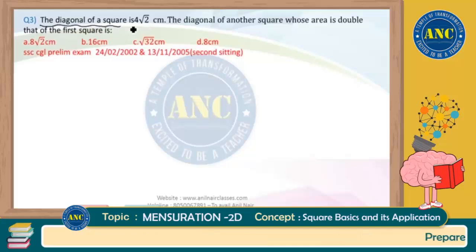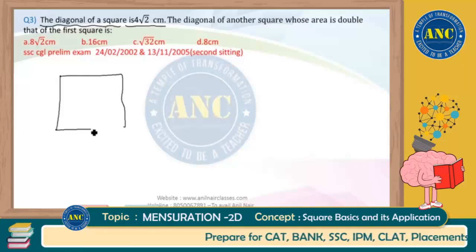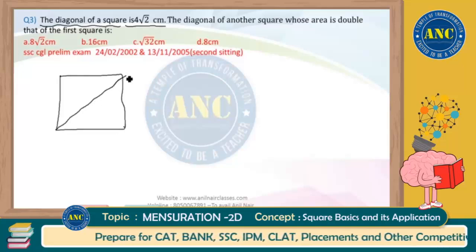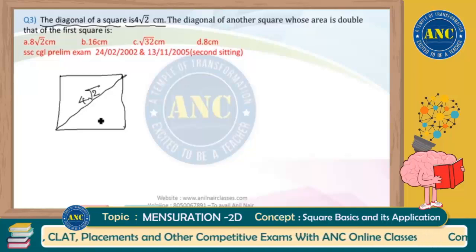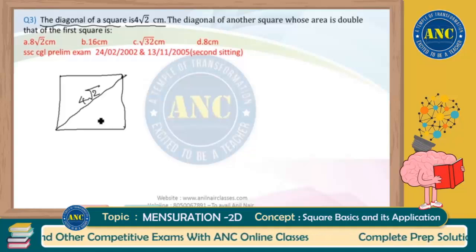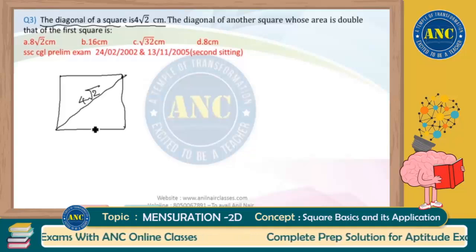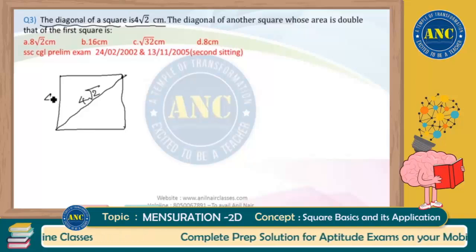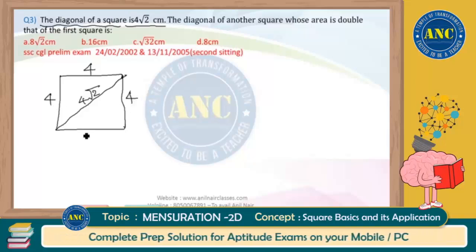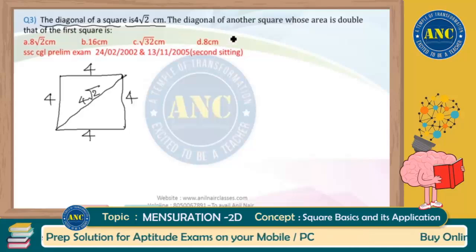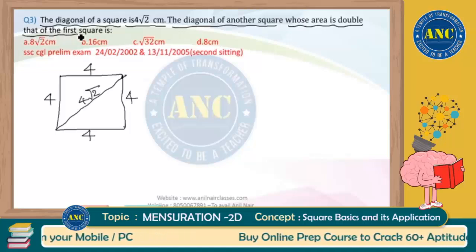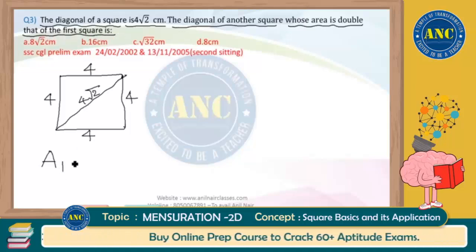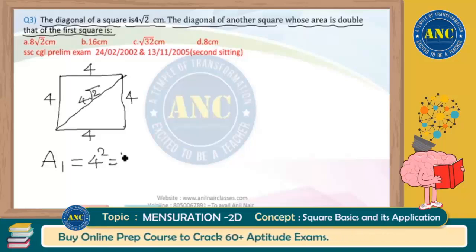The diagonal of a square is 4 root 2 centimeter. Now, let me draw that square. The diagonal of this square is given as 4 root 2 centimeter. Now I know already that if the side of a square is a, then the diagonal is a root 2. That means if the diagonal is 4 root 2, then the side will be 4, right? Reverse is also true. The side will be 4 centimeters. The question asks for the diagonal of another square whose area is double that of the first square. First of all, what is the area of the first square? It is nothing but 4 square, 16.